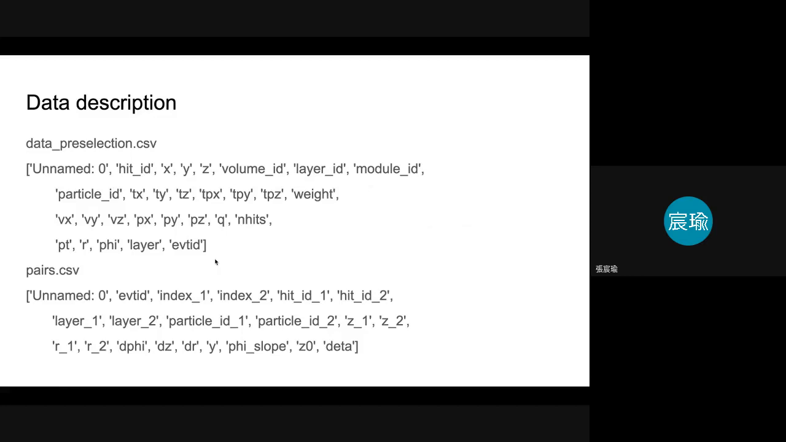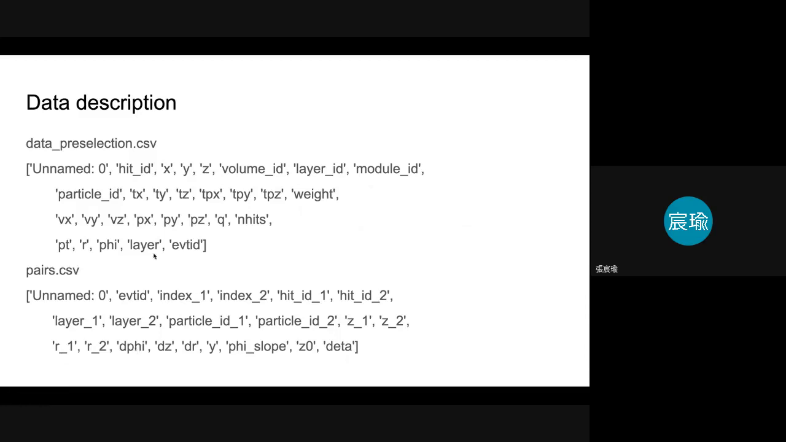And here is our data. Our data is of two kinds: one is preselection data, the other is pairs. The pairs data is built from the preselection data, from a particle in the former layer to the latest layer. So it becomes a pair, and if the particle ID in the former layer is the same as in the last layer, it becomes the truth, otherwise it becomes the false.